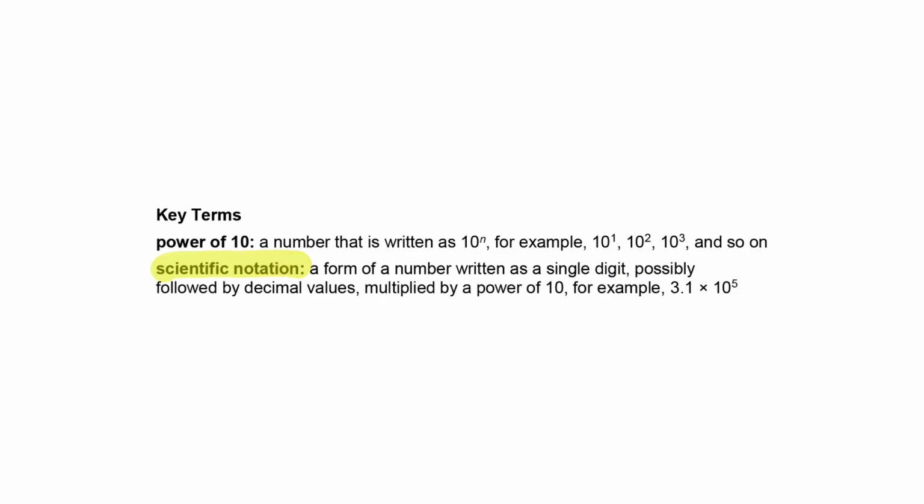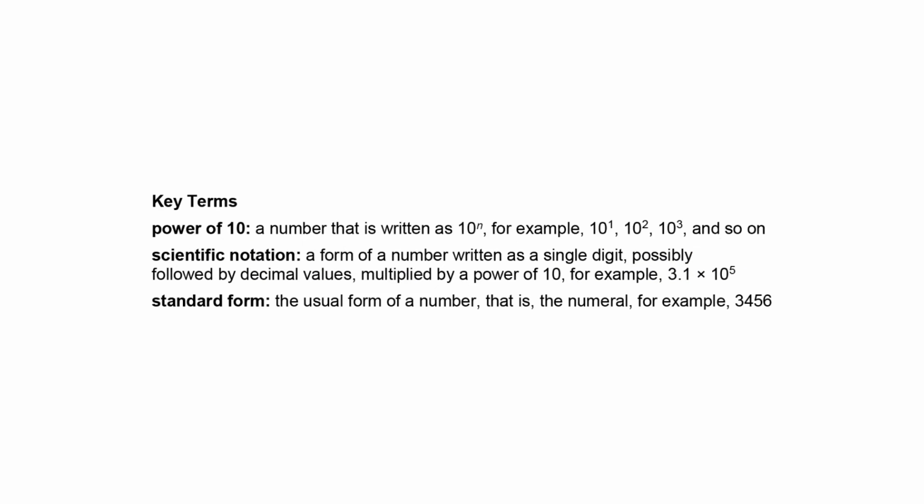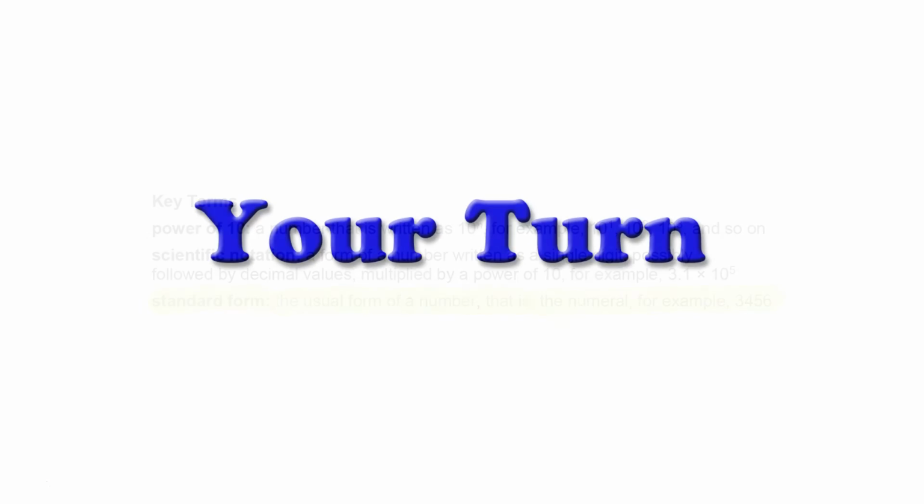Scientific notation. Scientific notation is a form of a number written as a single digit, possibly followed by decimal values, that's multiplied by a power of 10. For example, 3.1 times 10 to the fifth. Standard form. Standard form is the usual form of a number, that is, the numeral, for example, 3, 4, 5, 6. Your turn.